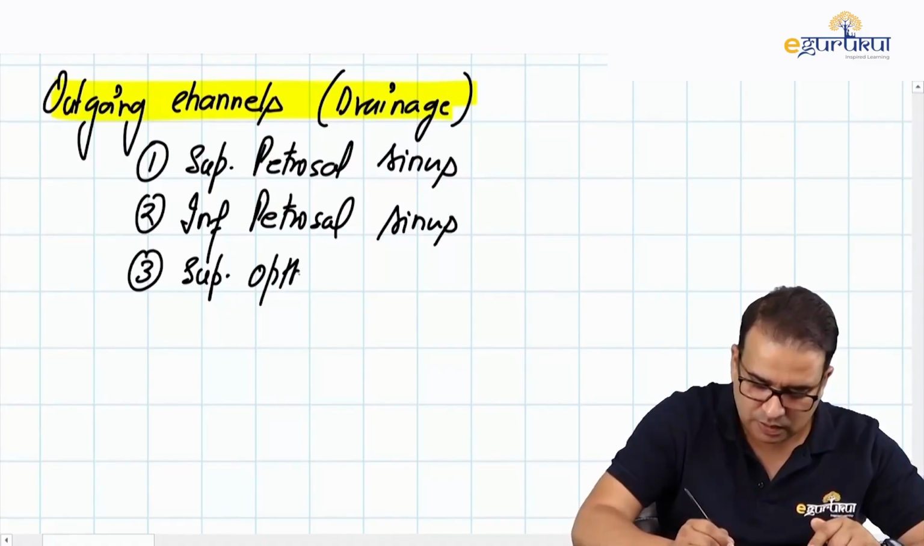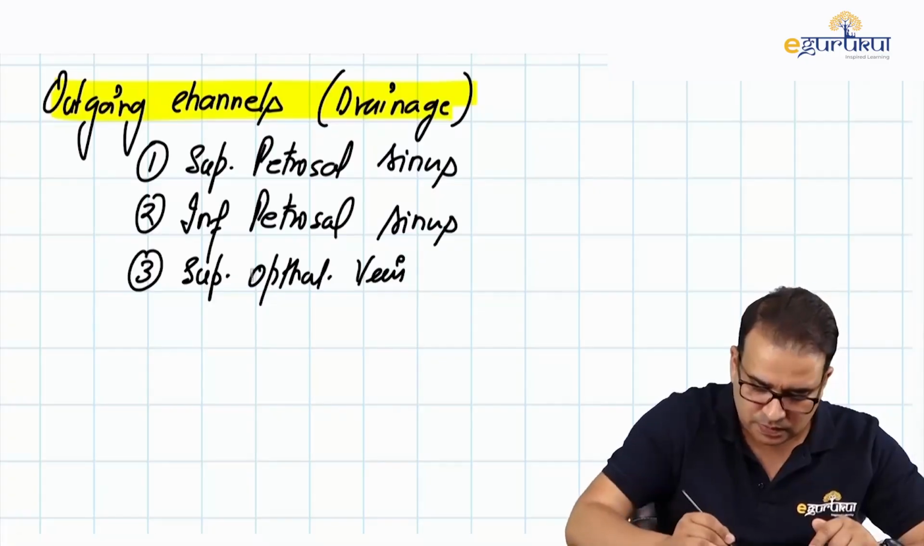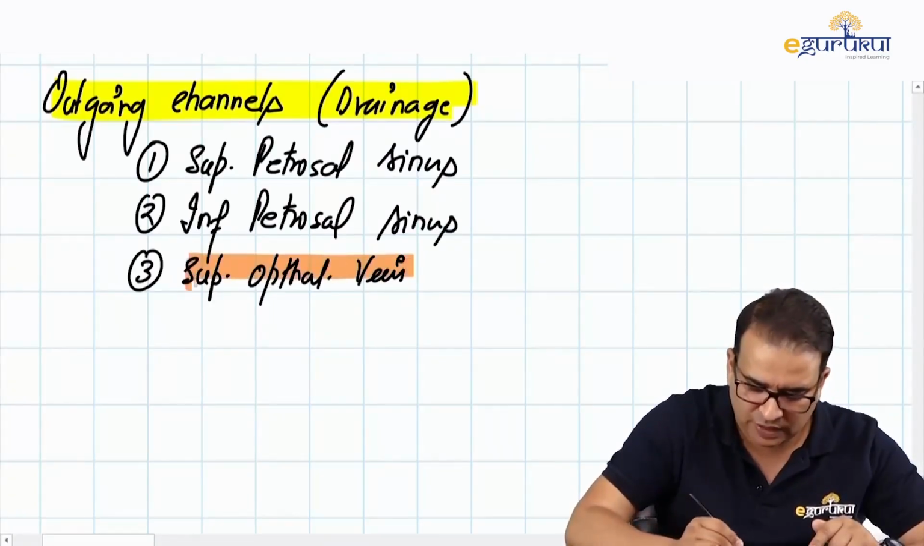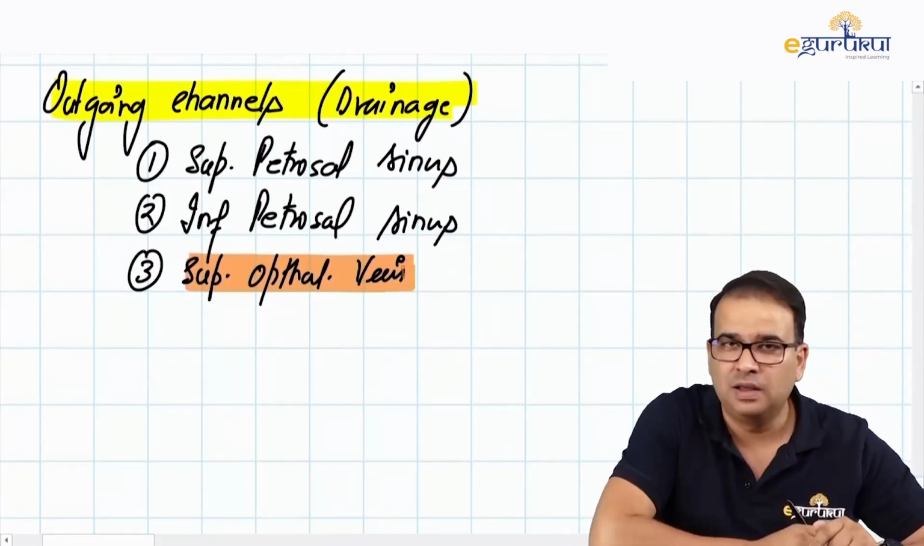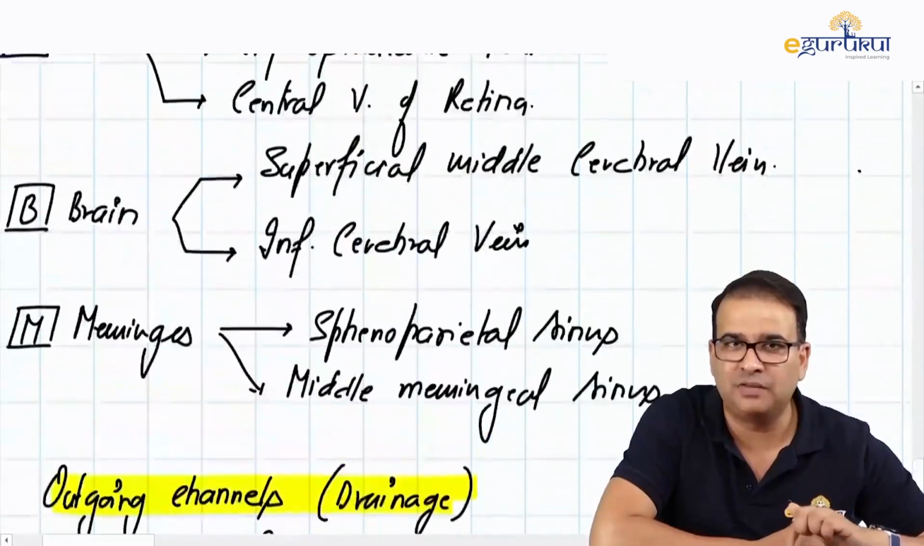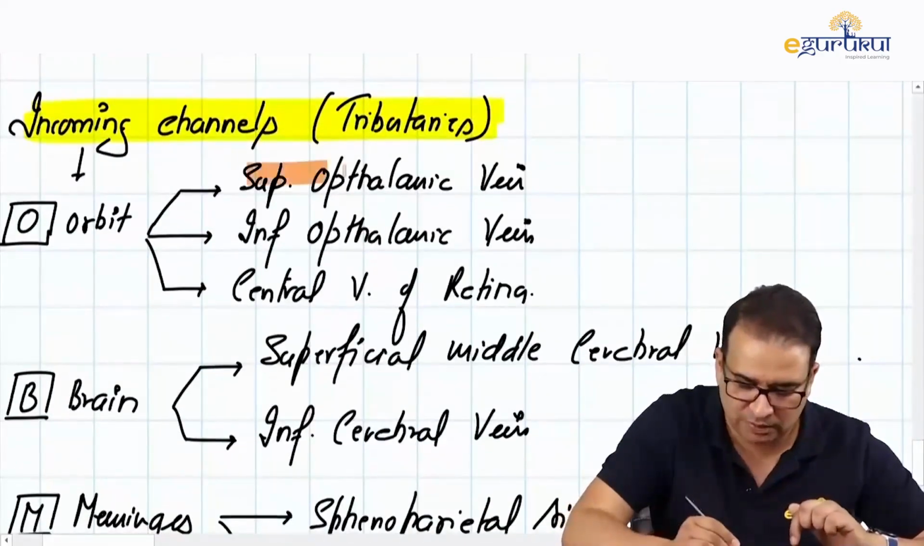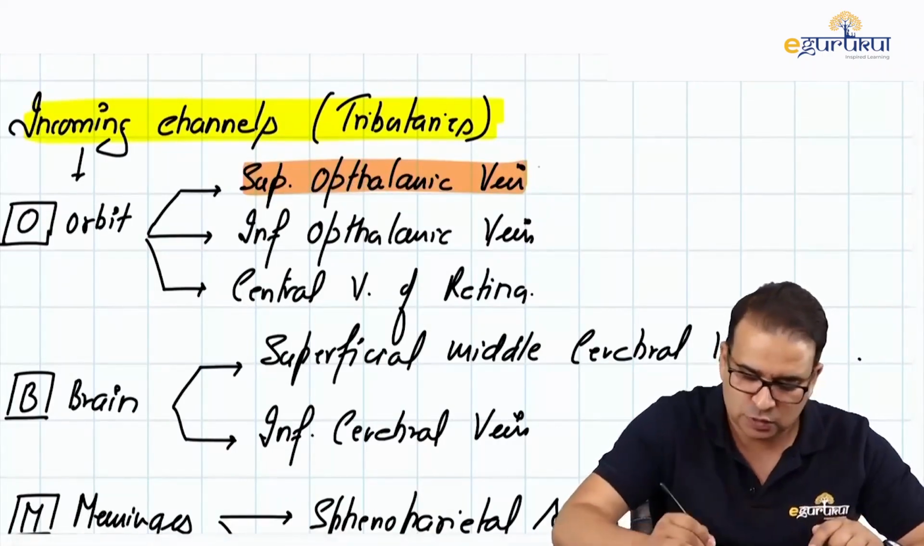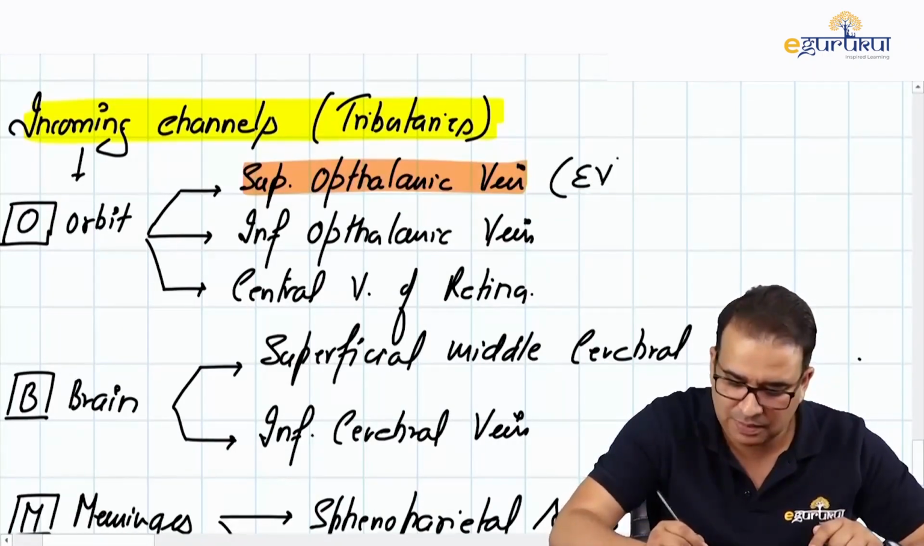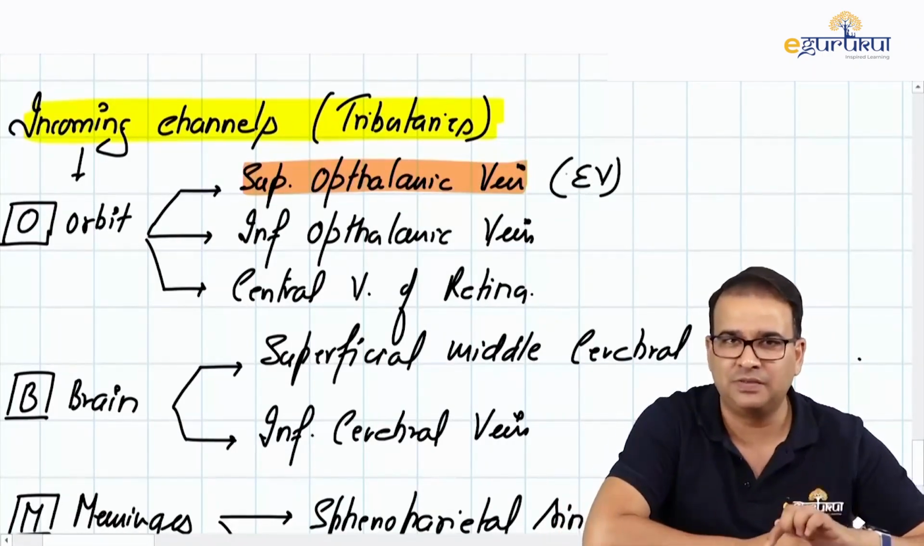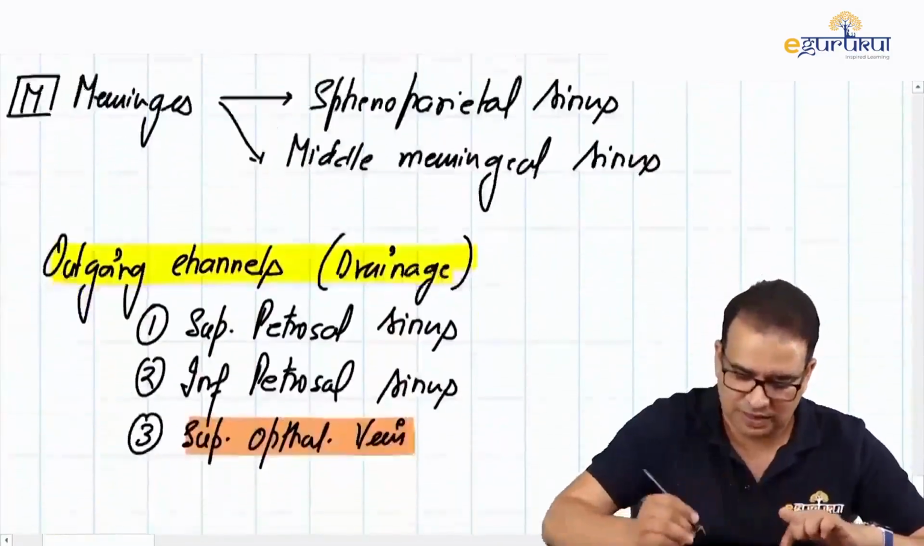superior ophthalmic vein. Now you'll be like, how can we have a superior ophthalmic vein as an outgoing channel when we already said that superior ophthalmic vein is an incoming channel? We wrote the superior ophthalmic vein here also. Well, that's the beauty of superior ophthalmic vein, because superior ophthalmic vein is an emissary vein. Just write emissary vein there. Superior ophthalmic vein is an emissary vein.